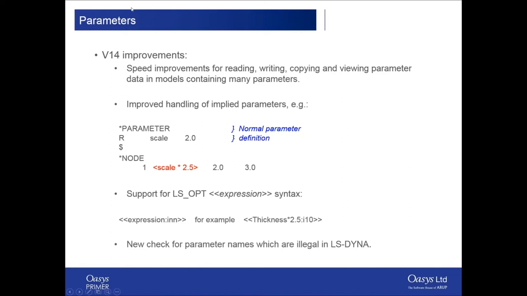We've also got improved handling of implied parameters. So this is this syntax. If you didn't know, instead of creating a star parameter expression card, you can just type simple expressions into the field of a particular value. So here you can see a nodal coordinate. You can type scale times 2.5 in this way, and DYNA will evaluate that.